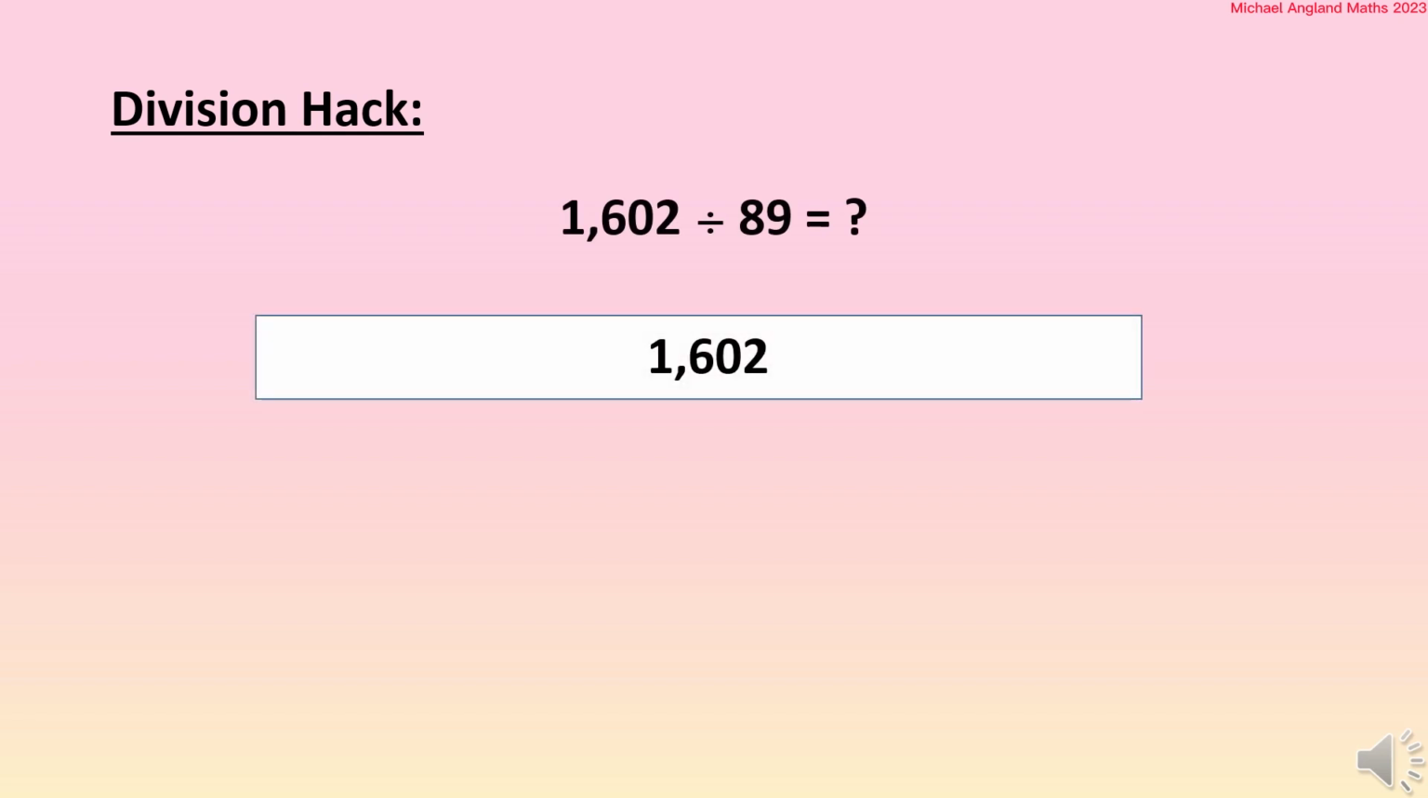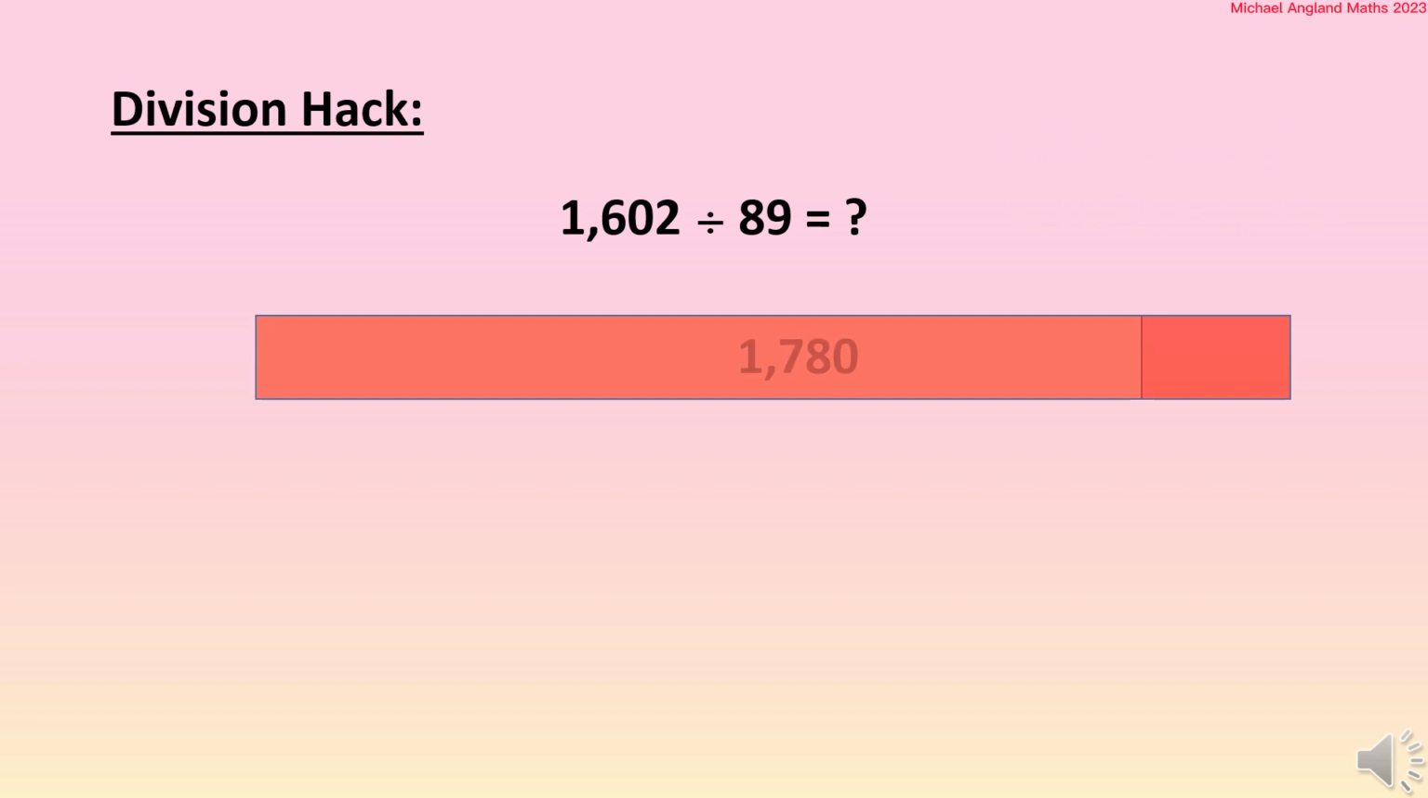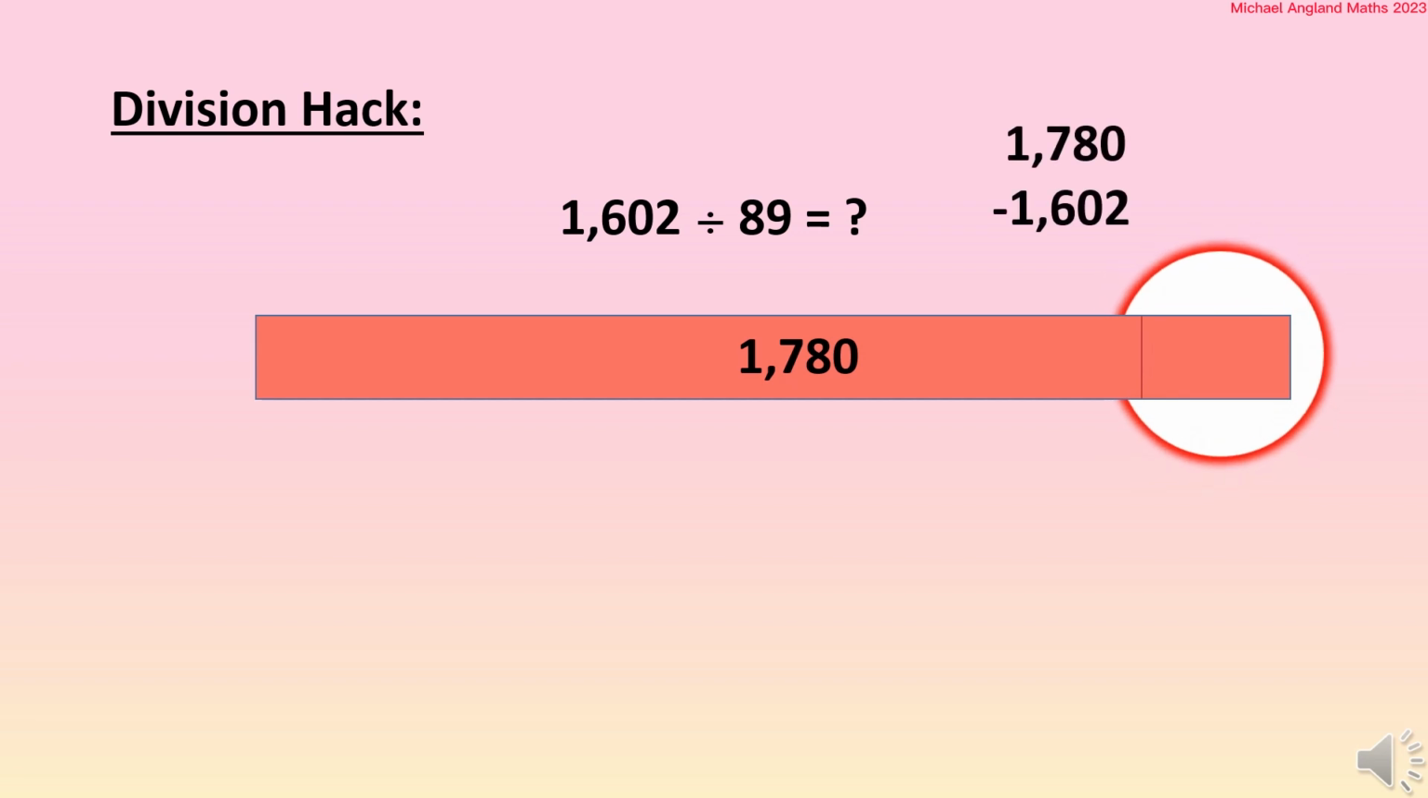Division hack, final exercise. 1602 divided by 89. 89 times 10 is 890. 89 times 20 is double that, 1780. Let's call that whole thing 1780, but we have overshot. How much have we overshot by? Well, 1780 minus 1602 is 178.